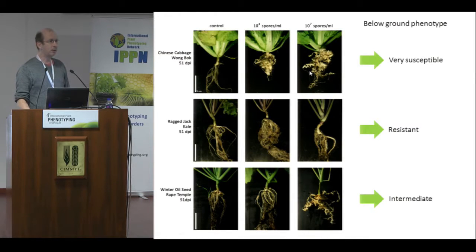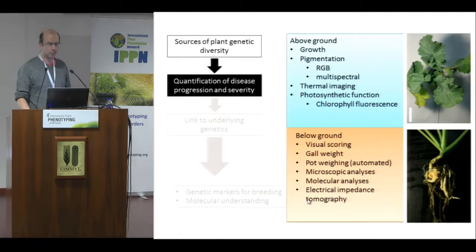So here we have Chinese cabbage, an ultra-susceptible variety, and you can see these large galls. Here's Ragged Jack, which is a resistant variety, where you see no gall formation. And here's winter oilseed rape, Temple variety, and you can see that at low spore inoculations you don't get a gall, and at high spore inoculations you do get a gall. So we've got a quantitative response in just three, actually, pretty randomly selected plants.